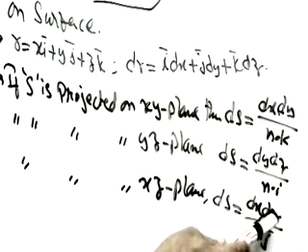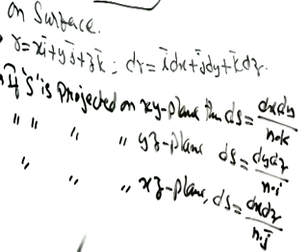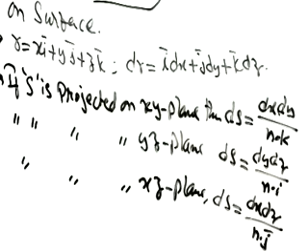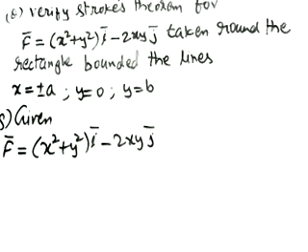For the yz plane, the perpendicular will be i. For the xz plane, the perpendicular will be j, in the direction of the y-axis. So if we project the surface on the xy plane, then ds equals dx dy by n dot k. Similarly, if we project on the yz plane, then ds equals dy dz by n dot i. And for the xz plane, ds equals dx dz by n dot j. So let me try to do one question based on this method.